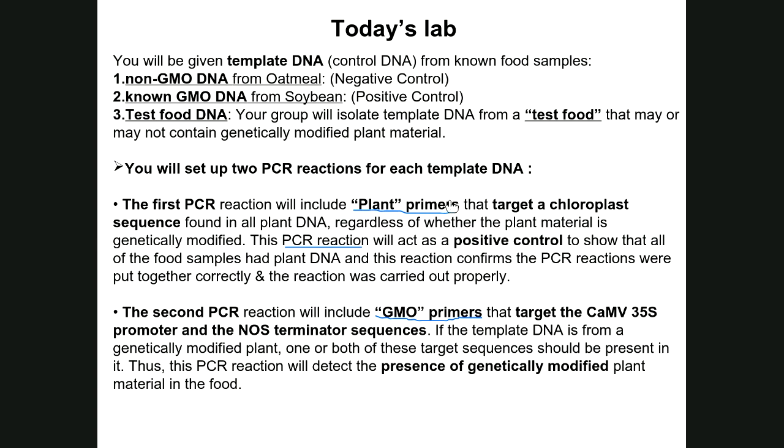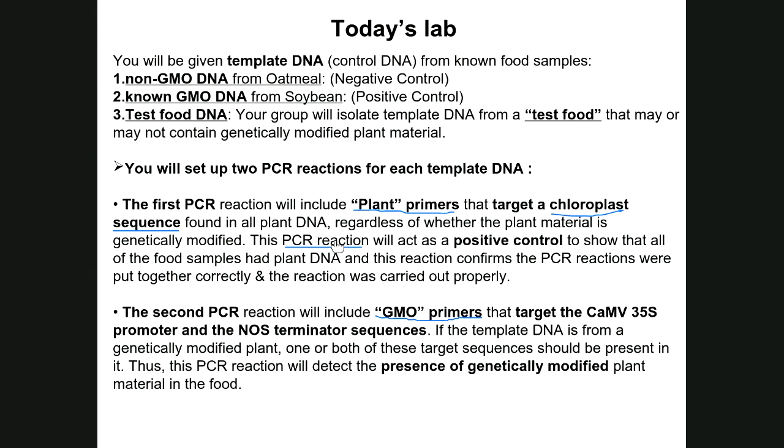Listen carefully. All 3 of your template DNAs, at a minimum, have plant DNA that contains chloroplast DNA or chloroplast sequence. All 3 of these should have it. Therefore, the reason for using these plant primers, okay, is to ensure that your PCR reactions work. You don't want to get a false positive or a false negative, not realizing the PCR reaction didn't work.